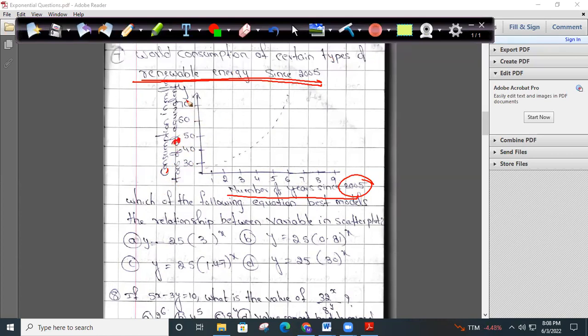Okay, leave this one. This is the consumption in million tons, 30 million tons, 40 million tons. There might be some units. So the consumption in the y-axis is 30 million tons, 40 million tons. Which of the following equations best models the relationship between the variables in the scatter plot? Means this scatter plot is an exponential function.